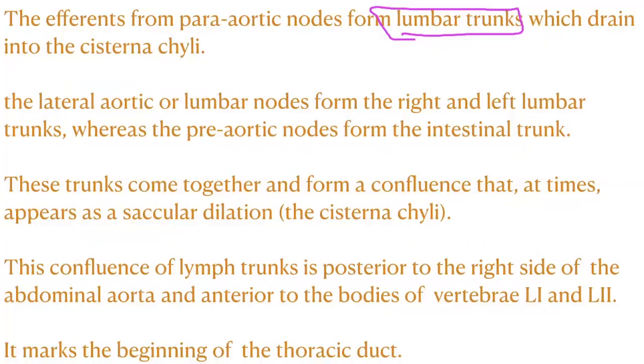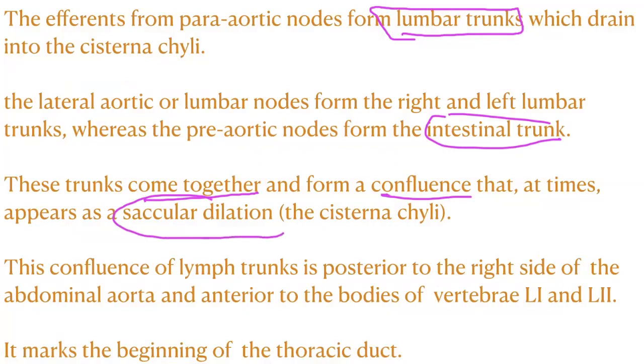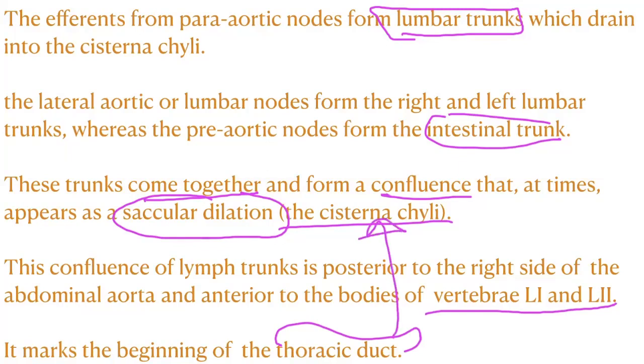The lateral aortic or lumbar nodes form right and left lumbar trunks, whereas the pre-aortic nodes form the intestinal trunk. These trunks come together and form a confluence that at times appears as a saccular dilatation, called the cisterna chyli. This confluence of lymph trunks is posterior to the right side of the abdominal aorta and anterior to the bodies of vertebrae L1 and L2. It marks the beginning of the thoracic duct.